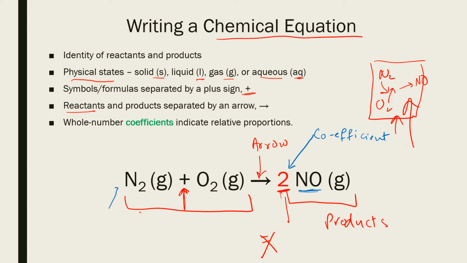If there is no number, for example, here in front of nitrogen and oxygen there is no number, then it is understood that it's 1. If there is nothing there, that means it's 1. So how do we read this chemical equation? The way to read this is we say 1 nitrogen molecule reacts with or combines with another single oxygen molecule to produce 2 molecules of nitrogen monoxide.